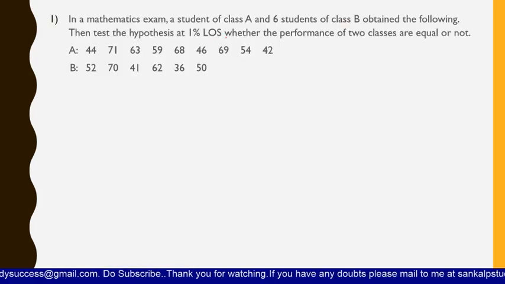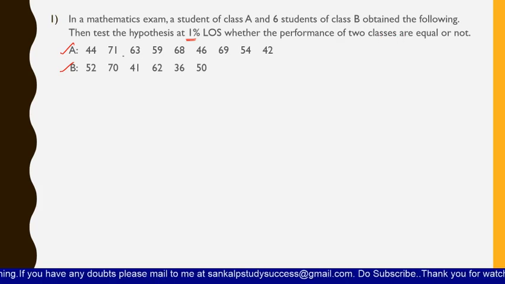So now let us solve the problem. In a mathematics exam, students of class A and 6 students of class B obtained the following marks, see here. Then test this hypothesis at the 1% level of significance. Here the level of significance is not 5%, it is given as 1%. And you have to test whether the performance of the two classes is equal or not.